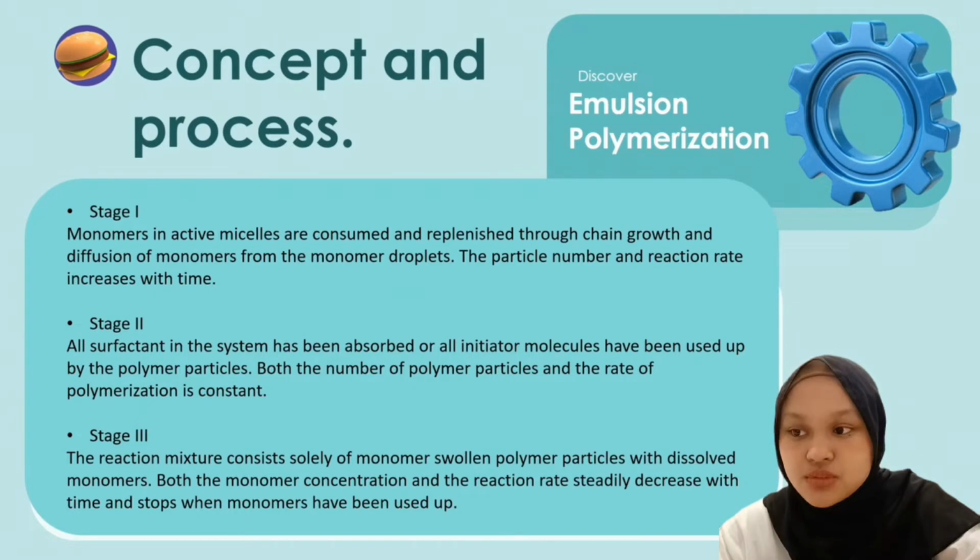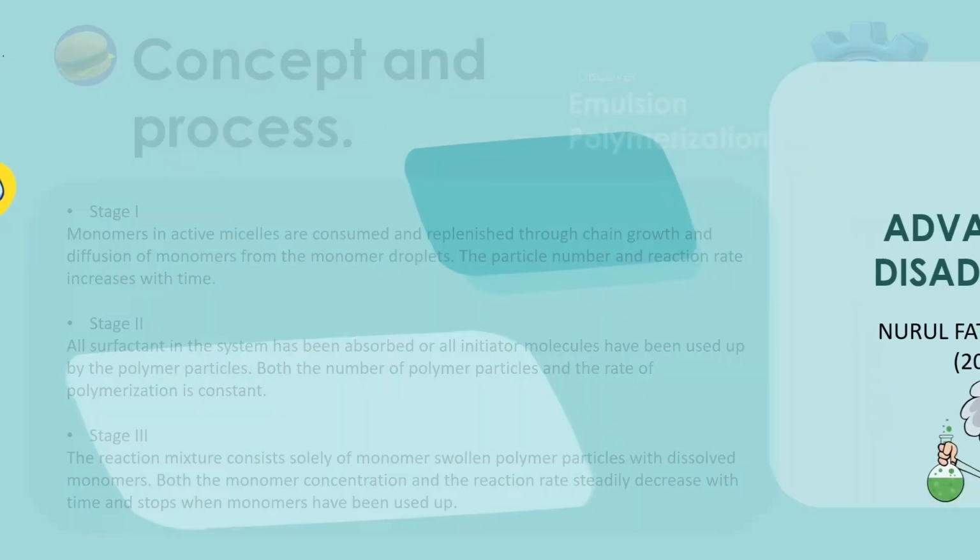Next, stage 2. All surfactant in the system has been absorbed or all initiator molecules have been used up by the polymer particles. Both the number of polymer particles and the rate of polymerization are constant. And lastly, stage 3, the reaction mixture consists solely of monomer-swollen polymer particles with dissolved monomers. Both the monomer concentration and the reaction rate steadily decrease with time and stop when monomer has been used up.